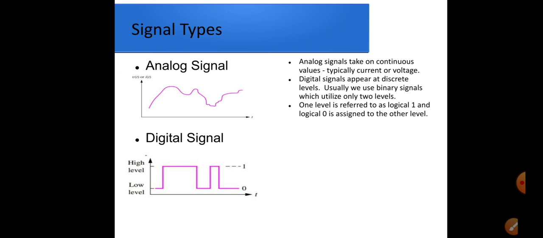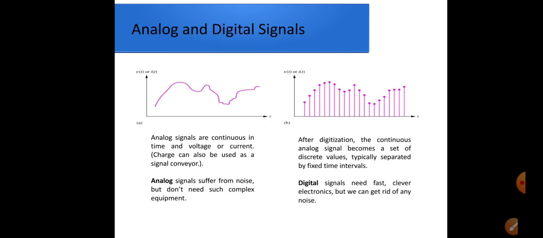Whereas if you look at the digital signal, it takes only two values, either low or high value. For the low value we generally consider 0, and the high value corresponds to logical 1. So the digital signal takes discrete levels, only binary or two different values. So that is your digital signal.